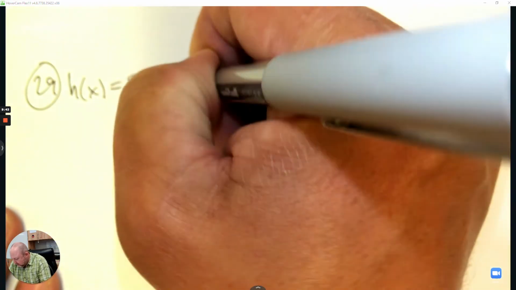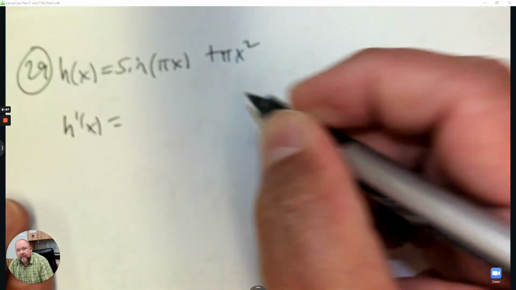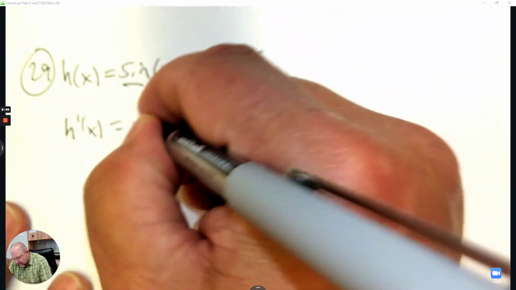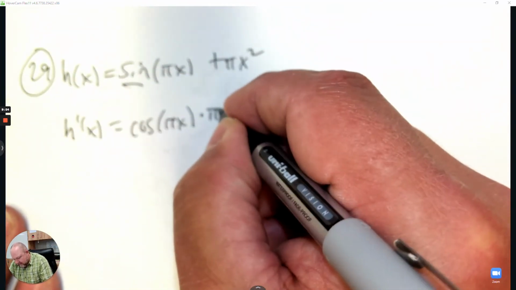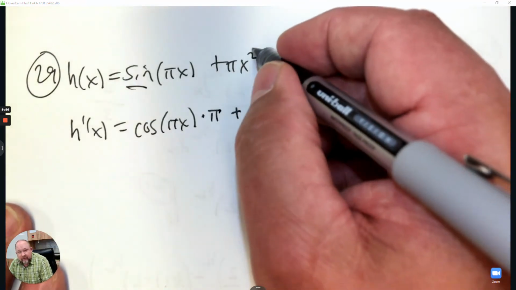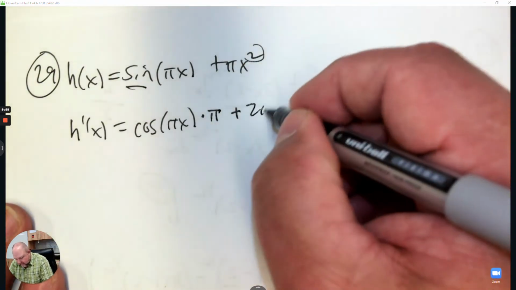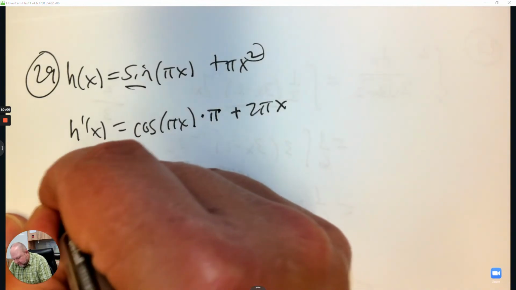Practice taking derivatives and knowing your derivative rules. So the derivative rule for sine is cosine, copy, and then inside is the hook, and that's just pi. The derivative rule here is we multiply by 2 and subtract 1 from the exponent.